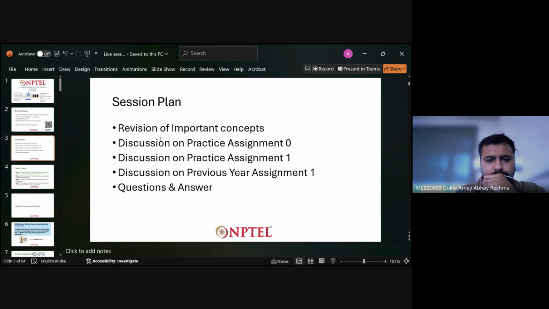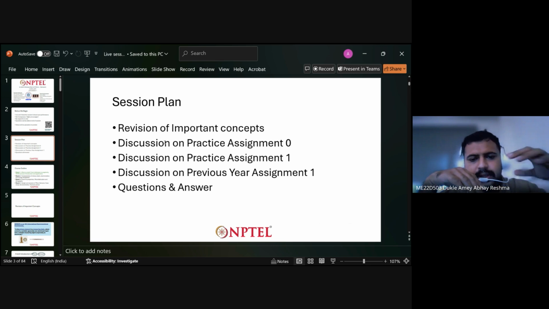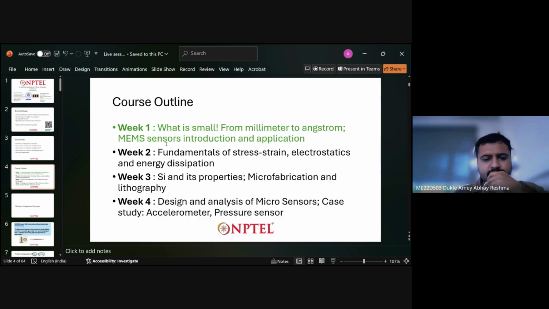Coming to today's session plan, I'll revise some important concepts. Then we'll discuss practice assignment 0, practice assignment 1, and then previous year assignment 1. By solving these questions, I hope you will be able to solve this year's assignment. Then we'll move to the question and answer session.